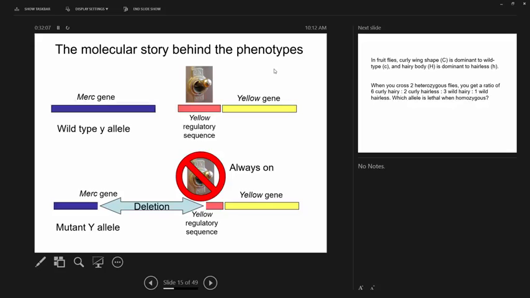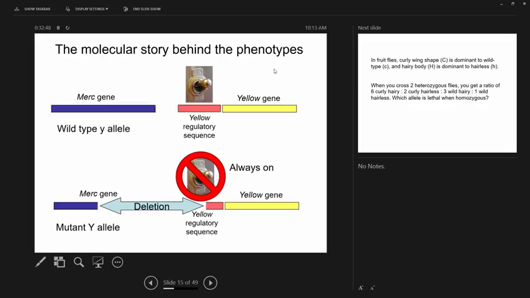So here's a gene for yellow fur color. There's a little sequence of DNA ahead of the gene called the promoter that acts like a switch. This DNA gets transcribed into RNA and translated into protein. This DNA does not, but it contains binding sites for proteins that are required to get it turned on. So in the wild type mouse, the little y allele, the yellow switch is fine and the yellow gene is over there. And then there's another gene right next door to it called Merck.